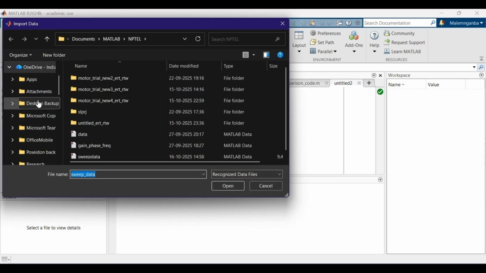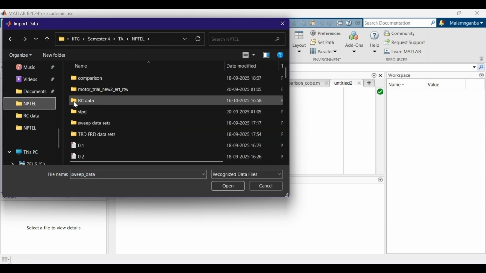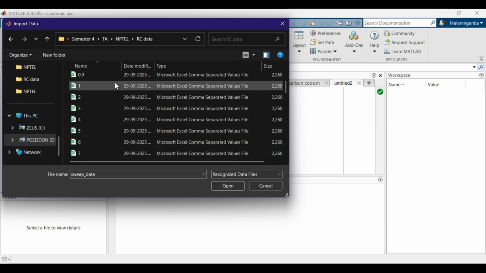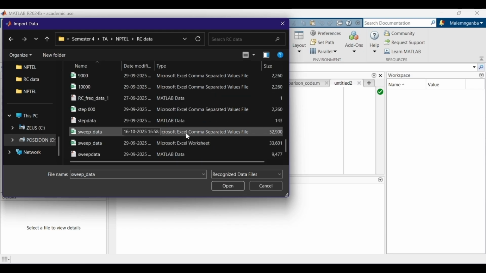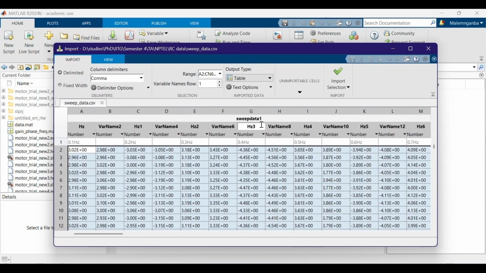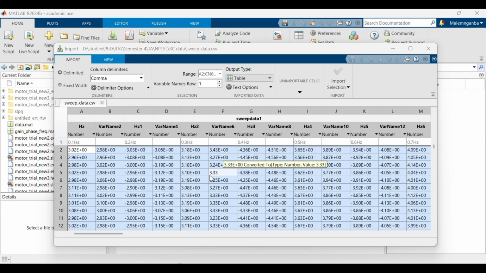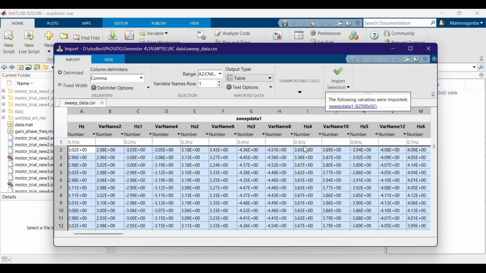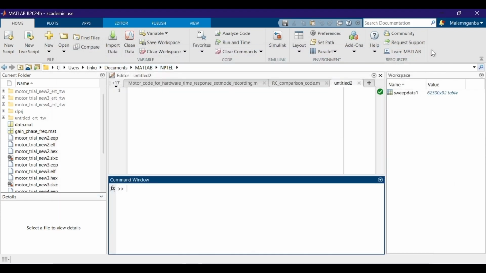We will go to import data and we will select the CSV file that we have created. So wherever we have saved it, we will go to that location and we will select the CSV file, sweep data, and we can see a new window pop up like this. From here, we will click on import selection, and this will automatically select the data based on the available memory. And once we do the importing, we will get a table in the workspace.